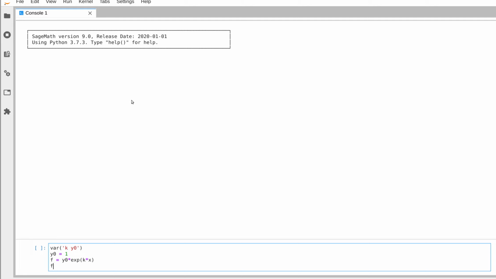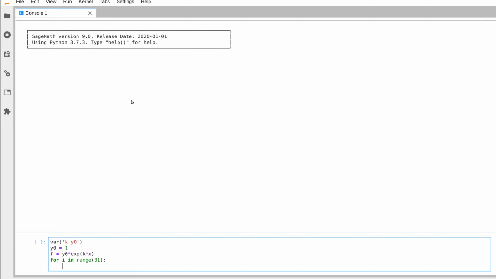And so this is what we want to do next. We want to make a little loop here. So for i in range, let's do 31 of these curves. I want to plot f, so this function f, on an interval from -5 to 5. Let's make our y min equal to -10 and our y max equal to 10.